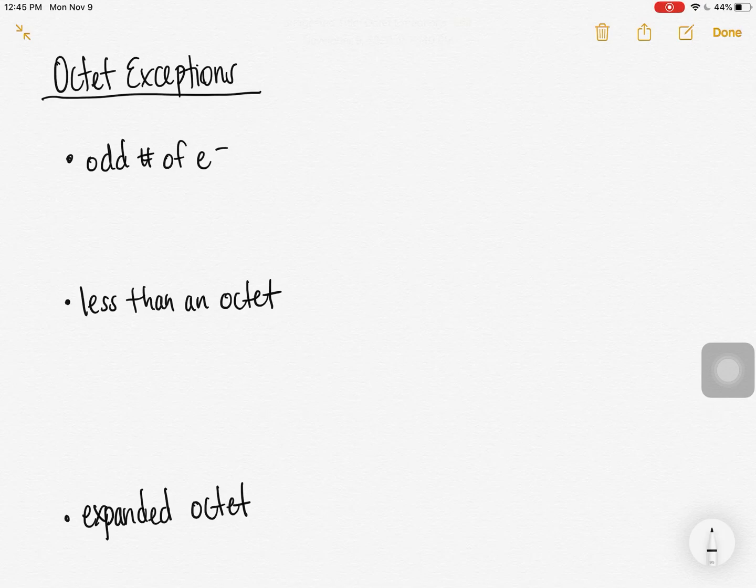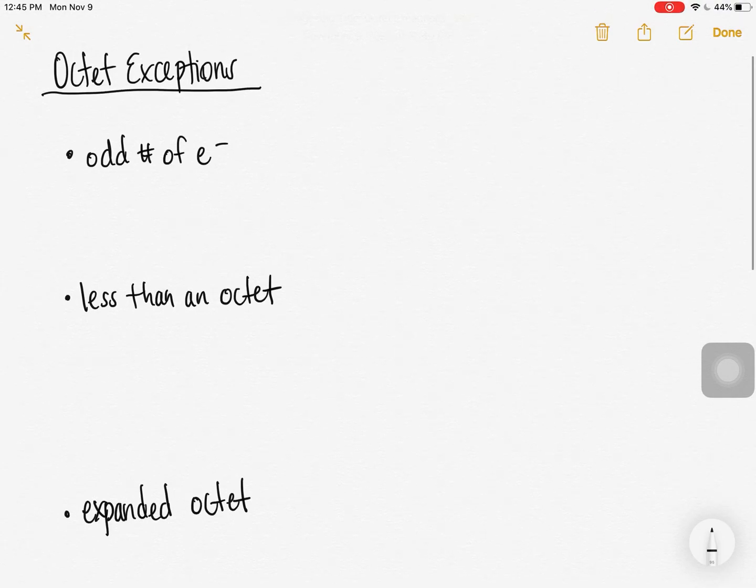So while we know that the octet rule, which says that all atoms need 8 valence electrons to be stable, is in fact a rule that is followed a lot in chemistry, there are exceptions, and we have to be aware of those exceptions, because like most rules, there are always some exceptions. The 3 that we need to be aware of are when we have an odd number of electrons, when we have less than an octet, and when we have something called an expanded octet, which is more than 8 electrons.